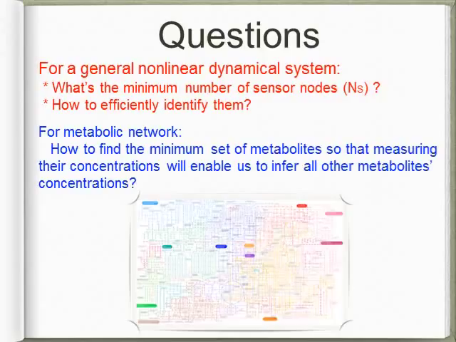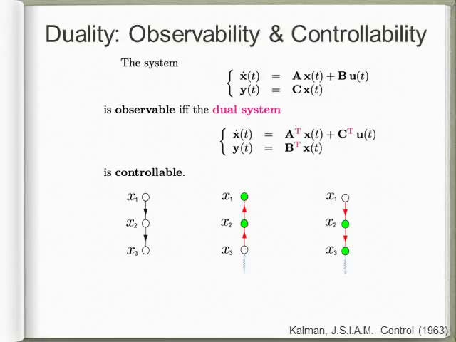The problem is very interesting in the sense that if the dynamics is linear, then it's very easy to identify those sensors because we can utilize the so-called duality between observability and controllability for linear systems. In the sense that if the system is observable, then the dual system is controllable. To get the dual system is actually very simple if you use network language. Suppose this is the system we want to observe. We want to find the sensors for this system. To get the dual system, basically you just flip the direction of each edge.